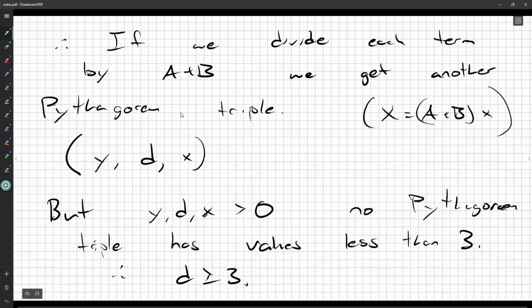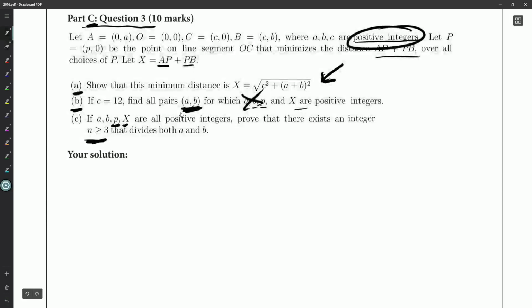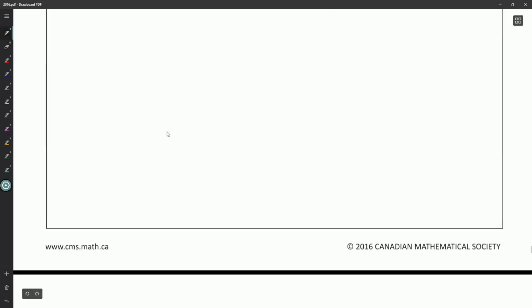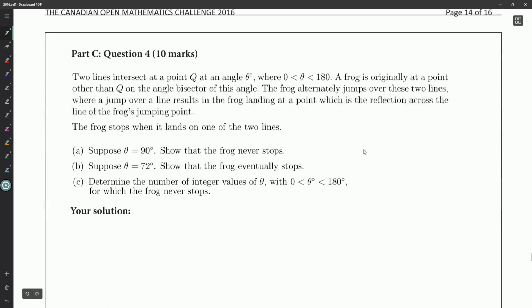Alright, so we did have to use the Pythagorean triple. We did have to use x being an integer and p being an integer, and that was a nice question. I liked it. Alright, so we'll leave C3, and then we've got the last question to go. And that'll be all the way down here, C4.